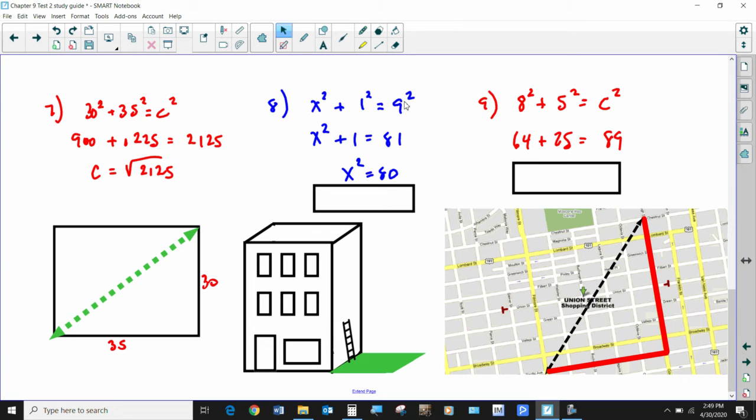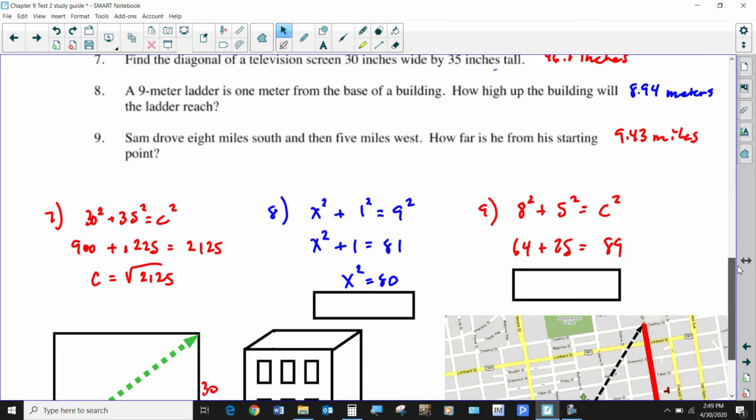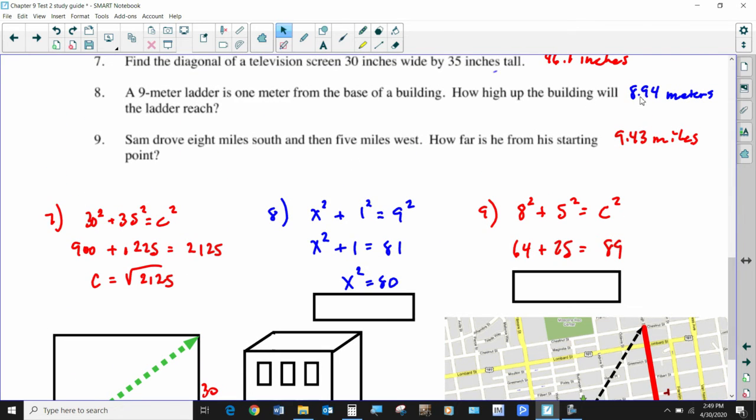No, it's not. 9 squared is 81. 1 squared is 1, so it's going to give you 80. So the square root of 80 is going to be our answer for how high up the building it goes. And it almost goes up to 9, but it's 8.94, or 8.9 meters. Meters, not feet.